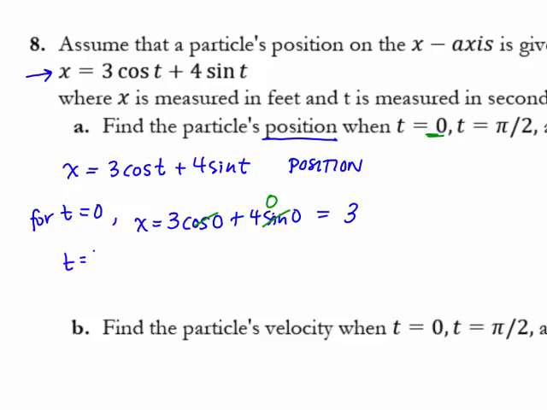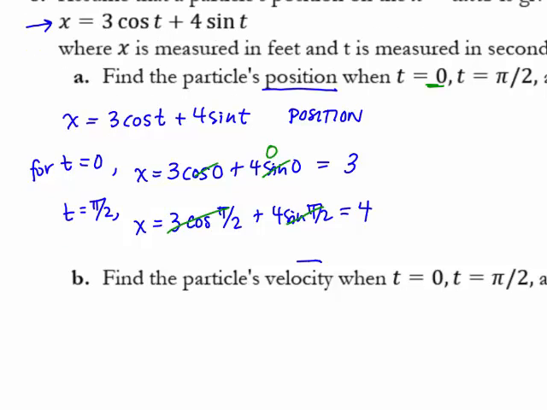And for t equal to pi over 2, x is 3 times the cosine of pi over 2 plus 4 times the sine of pi over 2. At pi over 2, cosine is 0, so that term goes away, and sine of pi over 2 is 1. So the position of this particle at t equals pi over 2 is 4. No calculus there, just evaluating a function.